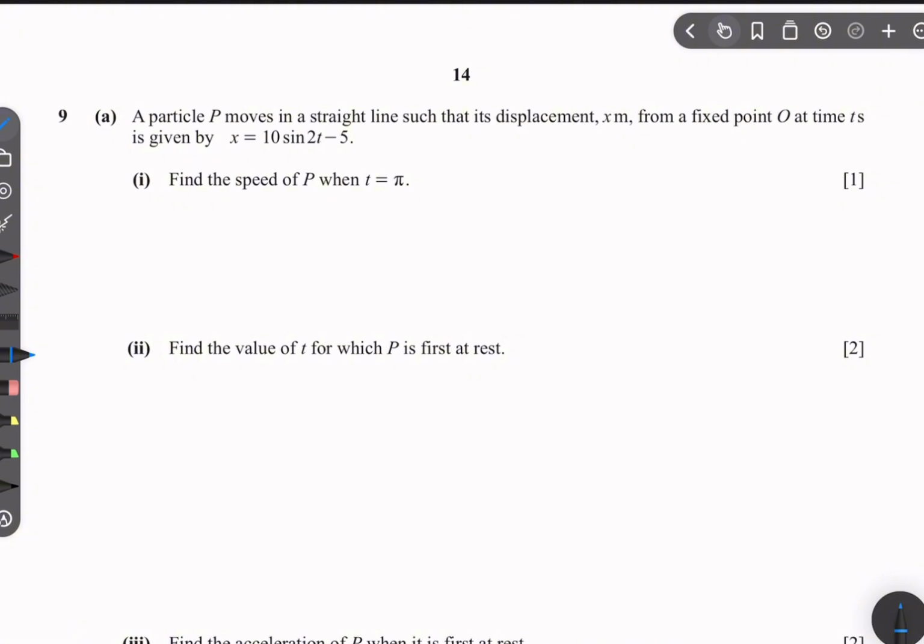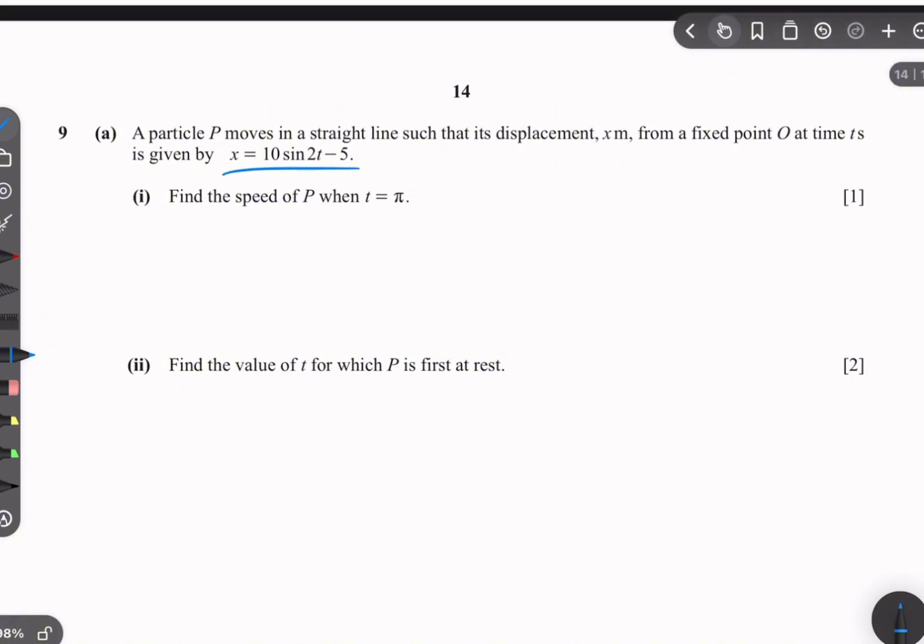Part 9. A particle P moves in a straight line such that its displacement from a fixed point O at time t is given by this. So this is the displacement equation. And since we already have the displacement equation, we can differentiate to get the equation of the speed. Okay, so differentiating sine will give cos. So 10 cos 2t, and then multiply by the differentiation of the value inside. So differentiating 2t, we get 2, so we multiply by 2. And then just simplify. So the equation of the speed is 20 cos 2t.